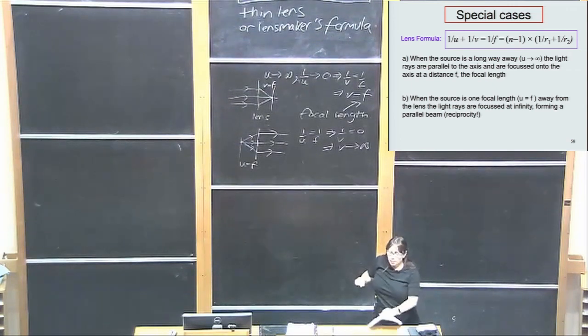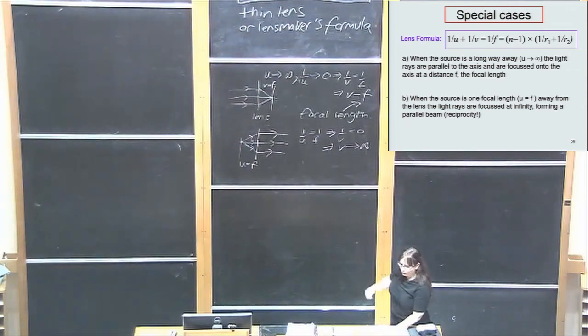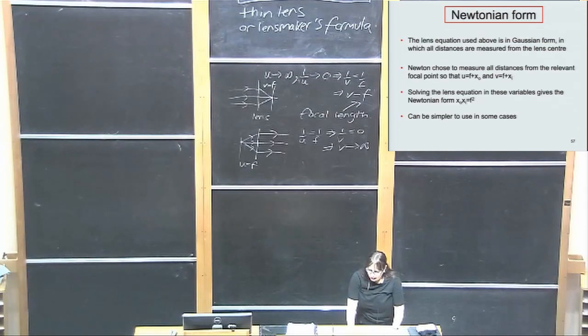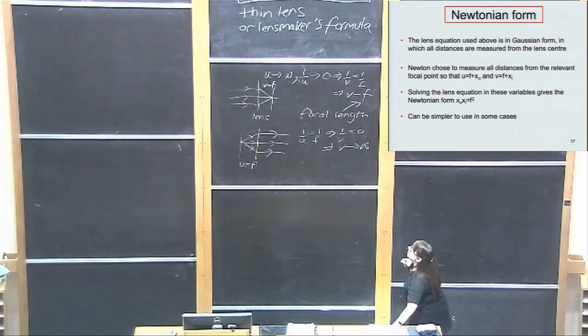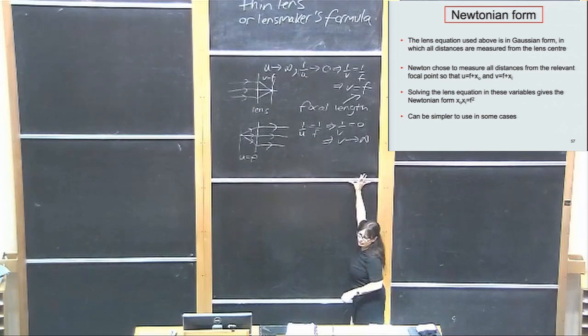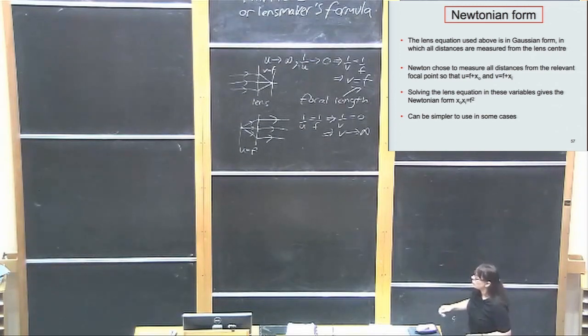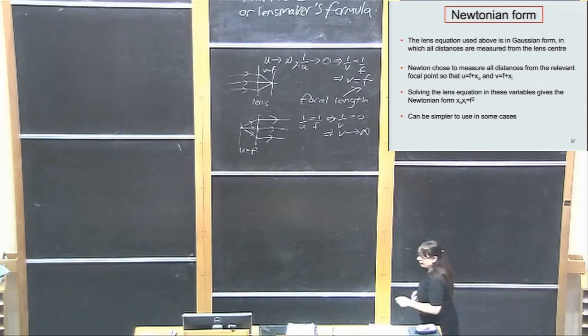Okay, but these sorts of properties are going to be important for where we're going, which is why I'm being a bit explicit there. Okay, so just as a bit of an aside, I'm just going to say a couple of words about the so-called Newtonian form of the lens equation.